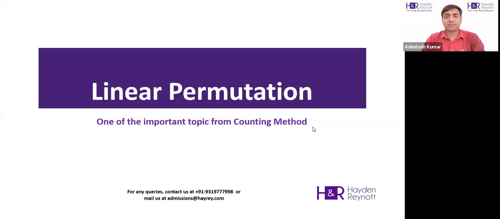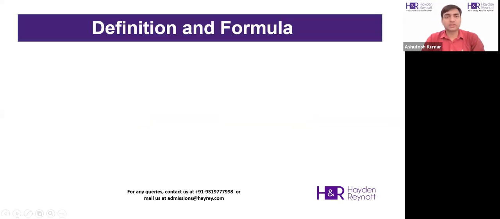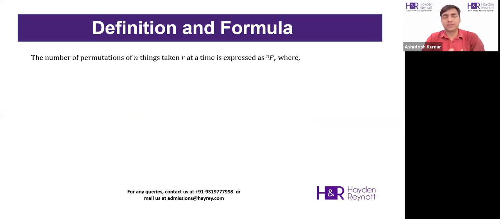Now, if we talk about the definition and the formula, the number of permutations, or number of ways in which n things can be taken r at a time, is expressed as nPr. So if you have n things in total and you are taking r at a time from the n things, it will be expressed as nPr. Taking r things means you are going to arrange them in a line. Then the number of ways in which we can arrange is nPr, which we find as n factorial divided by (n minus r) factorial.